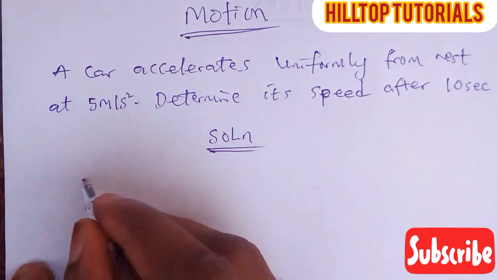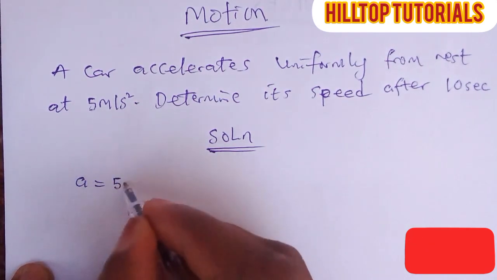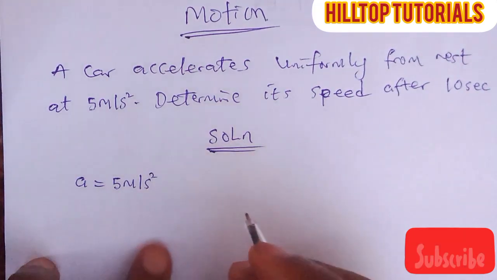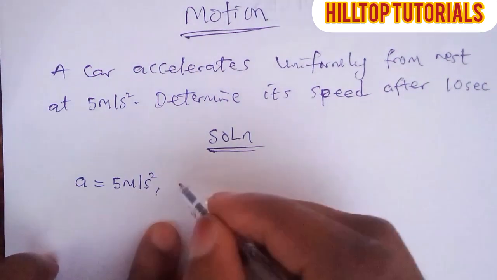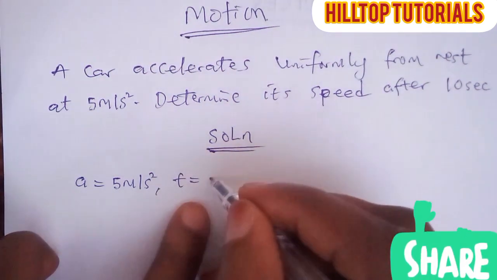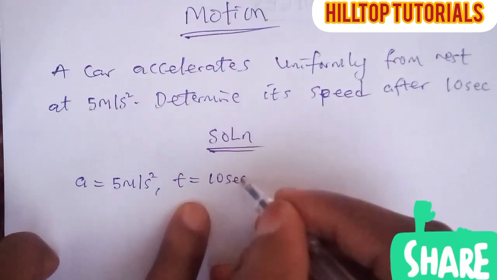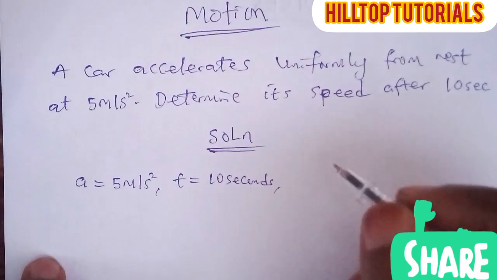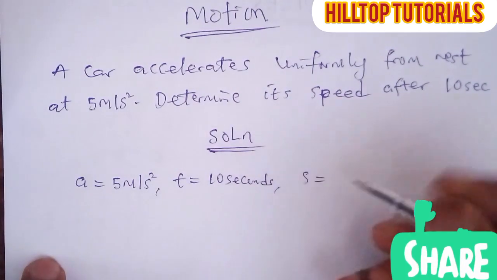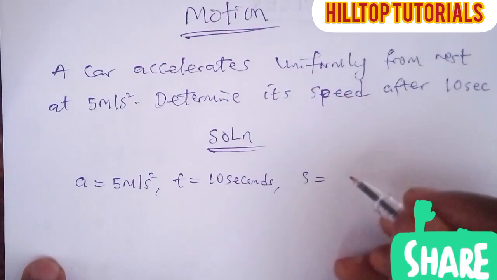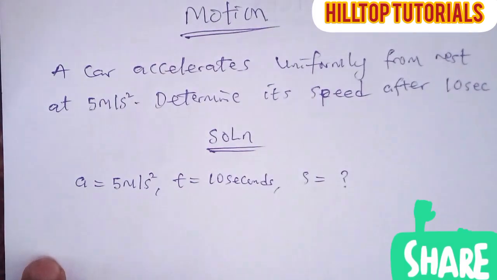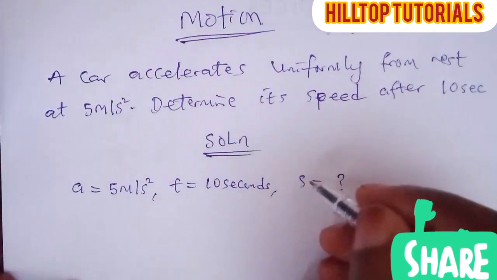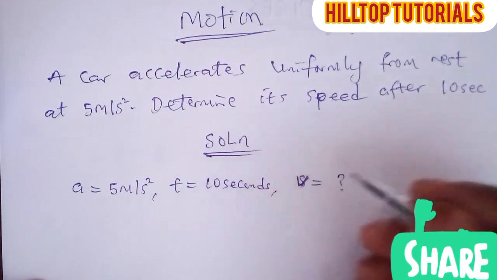From the question, a is equal to 5 meters per second squared. Then we're also given t as 10 seconds. Then we are looking for the speed, which is v. V is equal to unknown. V is the speed.